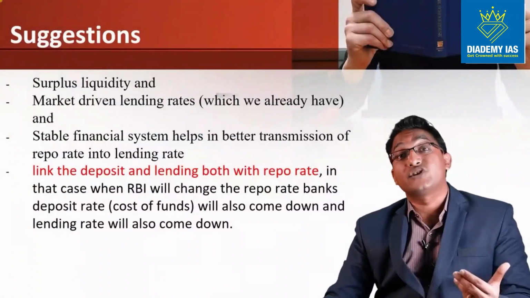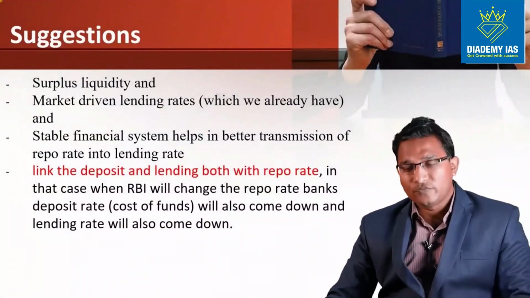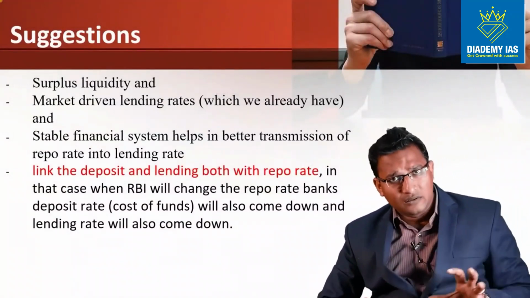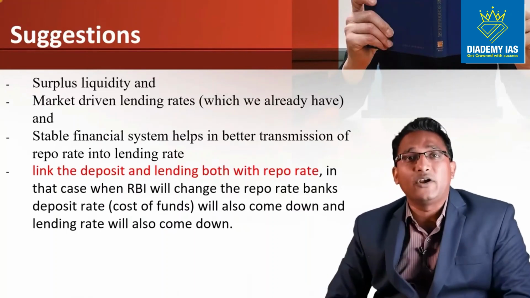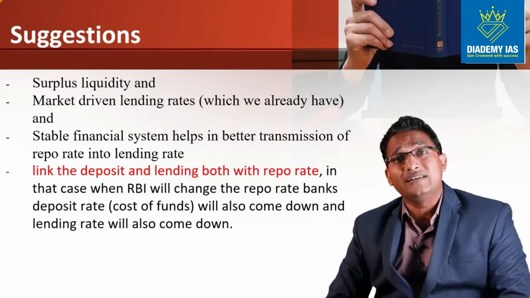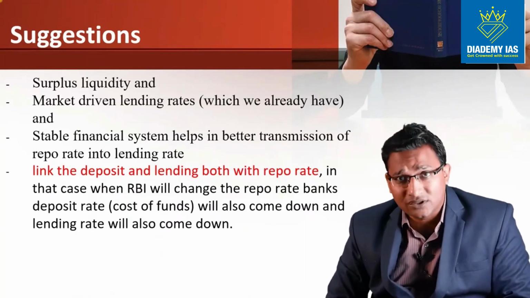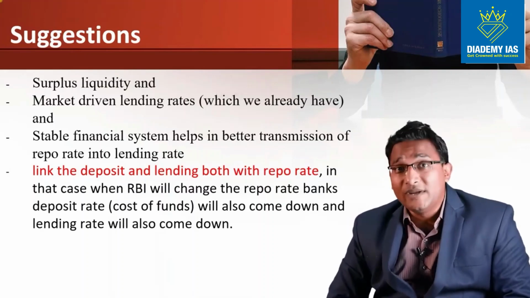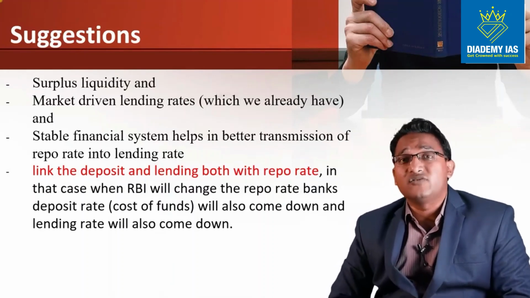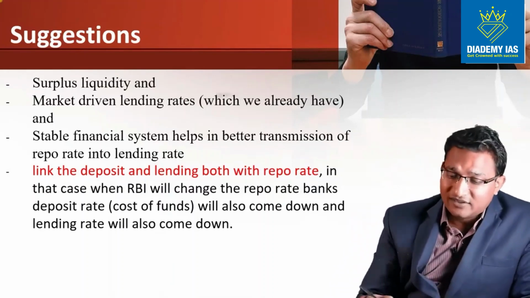Now there are more suggestions, what more can be done. I have taken these suggestions from multiple articles, and this has actually become a kind of mains question. There is a possibility that in the mains examination they can ask why the monetary transmission is not happening, what are the efforts of the RBI, and what are the different suggestions you want to give. So what are the suggestions?